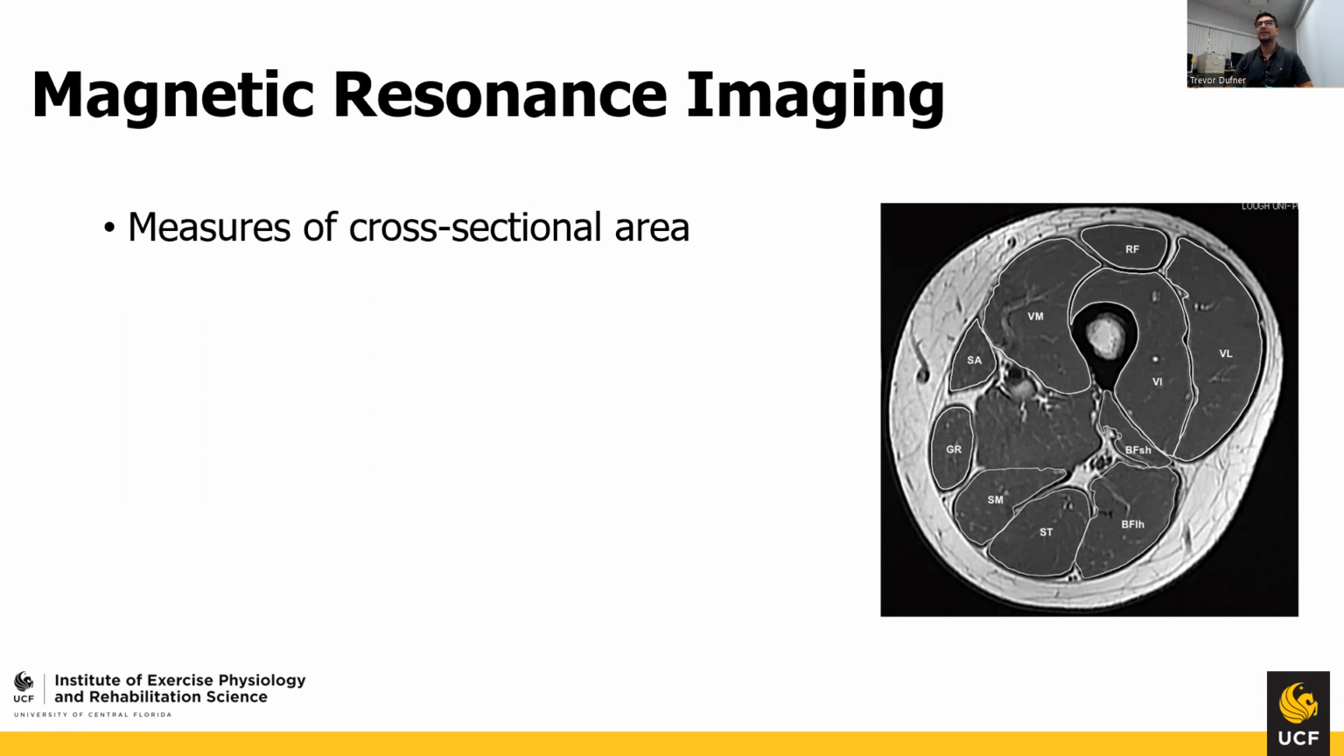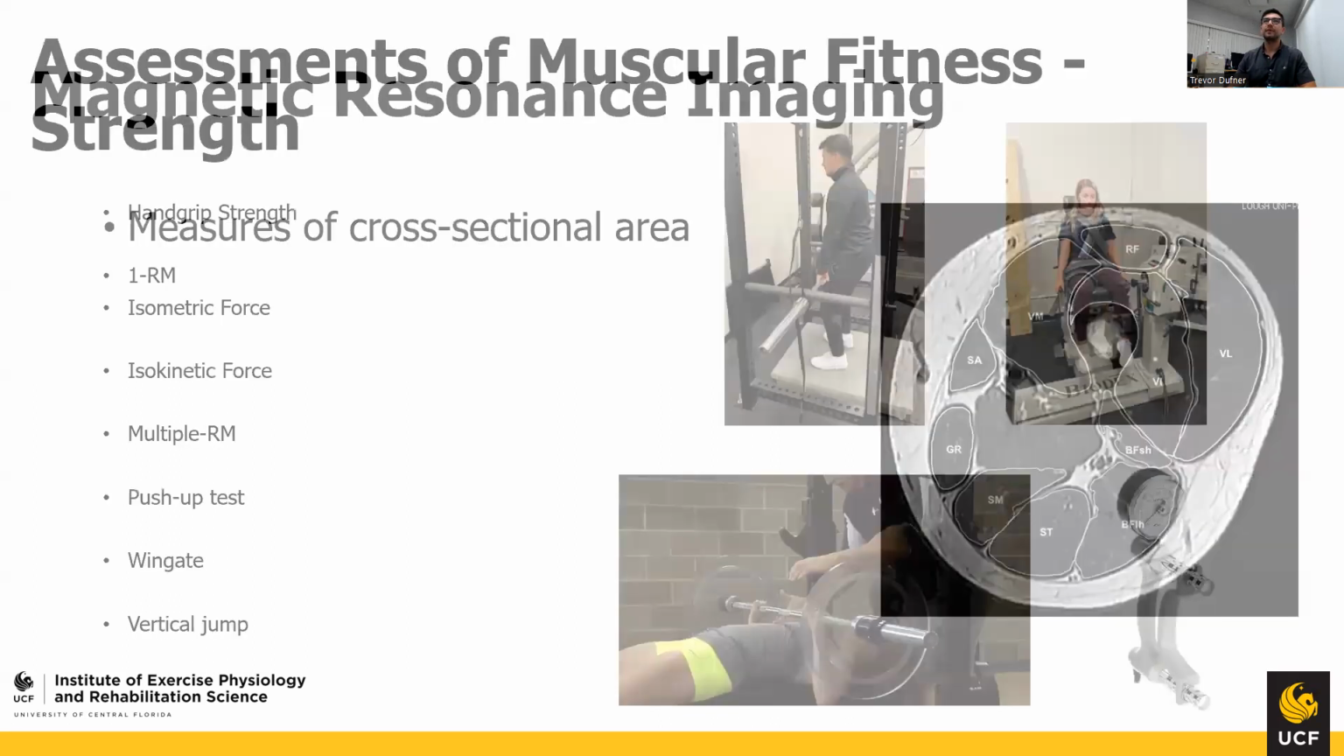If you wanted to look at the cross-sectional area of a muscle, if you want to look at the muscle body in whole, if you want to look at the fascicles, the pennation angle, all of these things, MRIs are going to be very, very useful because they are the most advanced form of muscular imaging. However, like I said, not typically used for muscle assessment because it's just so expensive.